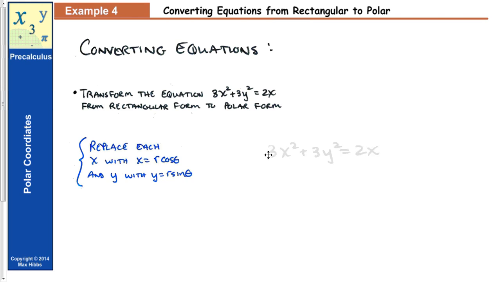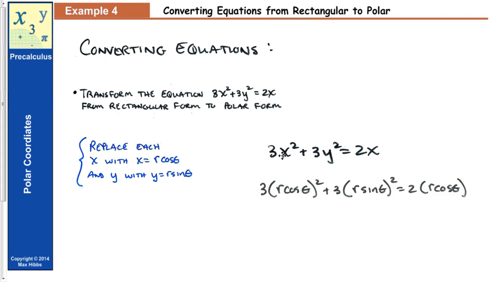So we'll start with our equation, and then we just replace each x with r cosine theta and each y with r sine theta, and then we just do the appropriate algebra. When we square r cosine theta, we get r squared cosine squared theta. And when we square r sine theta, we get r squared sine squared theta. And of course, this wasn't squared here.